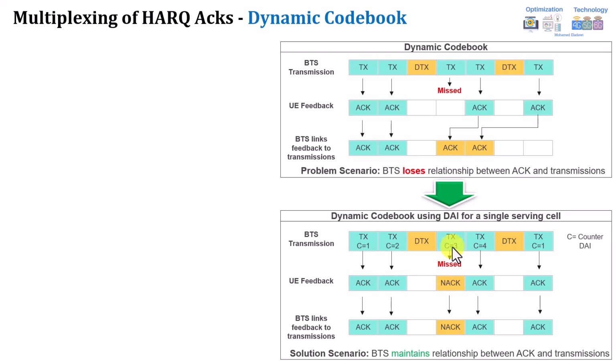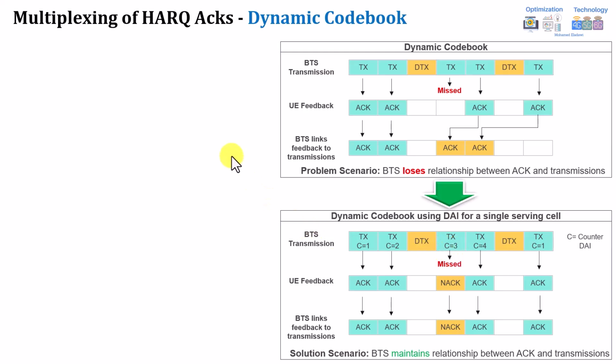Then he didn't receive C3. Then he received C4, so he will understand that he missed C3 because he received C4 directly. So in this case, he will be able to send a non-acknowledgement, telling the gNB, I didn't receive C3, I received C4 directly. So please report C3 again by sending a non-acknowledgement here. So this will avoid this kind of conflict. And again, this is through the downlink assignment indicator, cDAI.